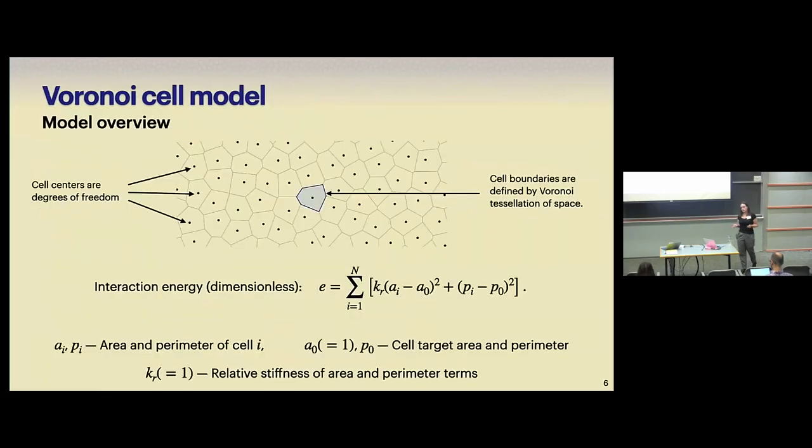So as I've said, today we're going to be talking about the Voronoi model in 2D. Just to give a little more detail, in this model, the cell centers are the degrees of freedom, and the cell boundaries are defined by a Voronoi tessellation of the space. Each cell has some area A and some perimeter P, and then we define this energy where each cell has some target area and some target perimeter. In our implementation of the model, all the target areas and all the target perimeters are the same. As you can see, if every cell can achieve its target area and its target perimeter, this minimizes the energy.